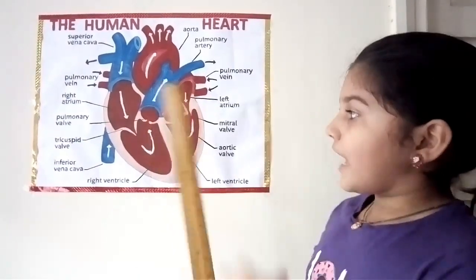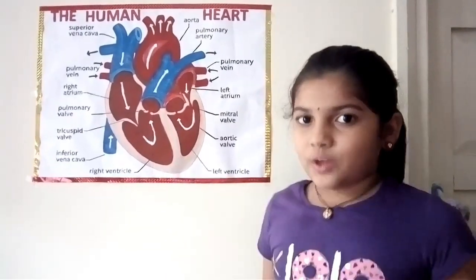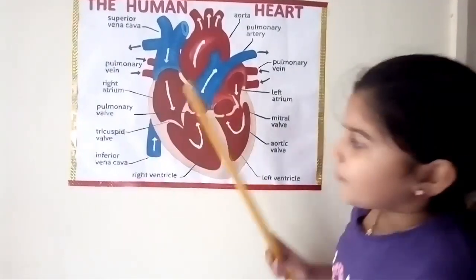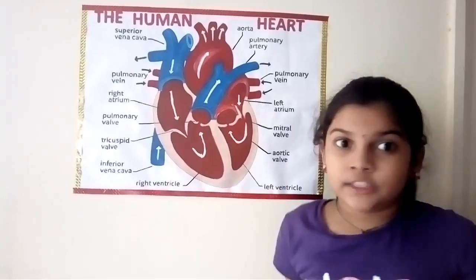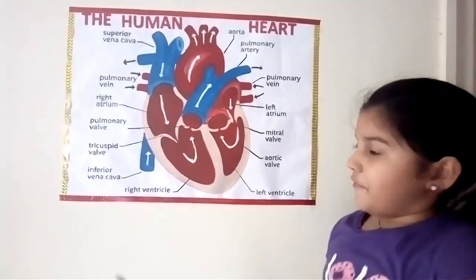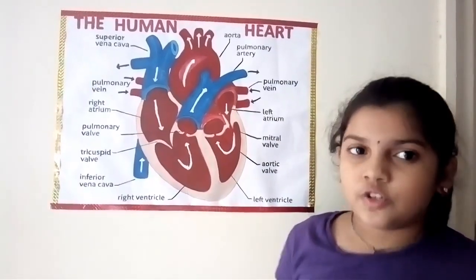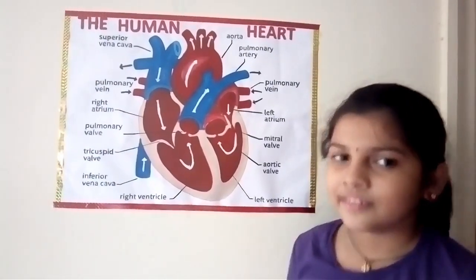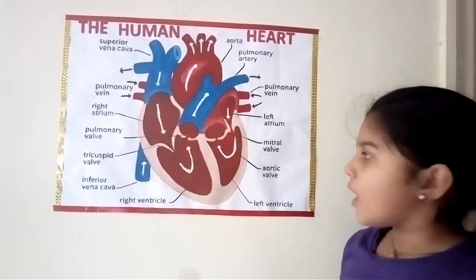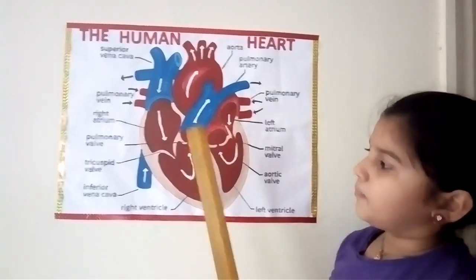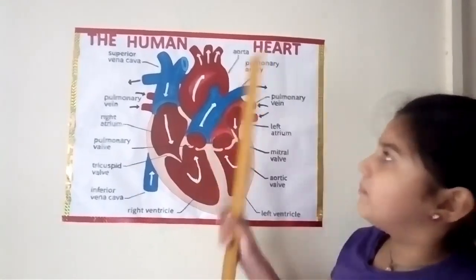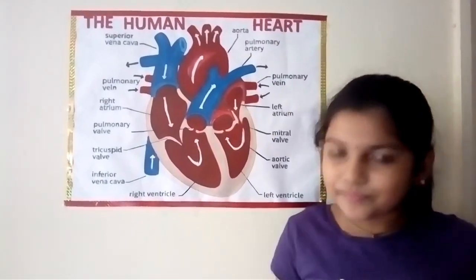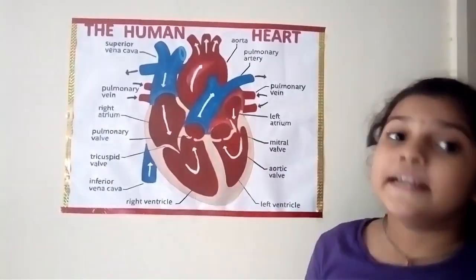Now let me teach you the two processes of how the valves will open and close. When the ventricles fill, the tricuspid valve and the mitral valve will open so that the deoxygenated blood and the oxygenated blood can pass through to the ventricles, and that is called systole. And when we relax, the tricuspid valve and the mitral valve will close, and the pulmonary valve and the aortic valve will open, so that the blood will go through the pulmonary artery and the aorta. That is called diastole.